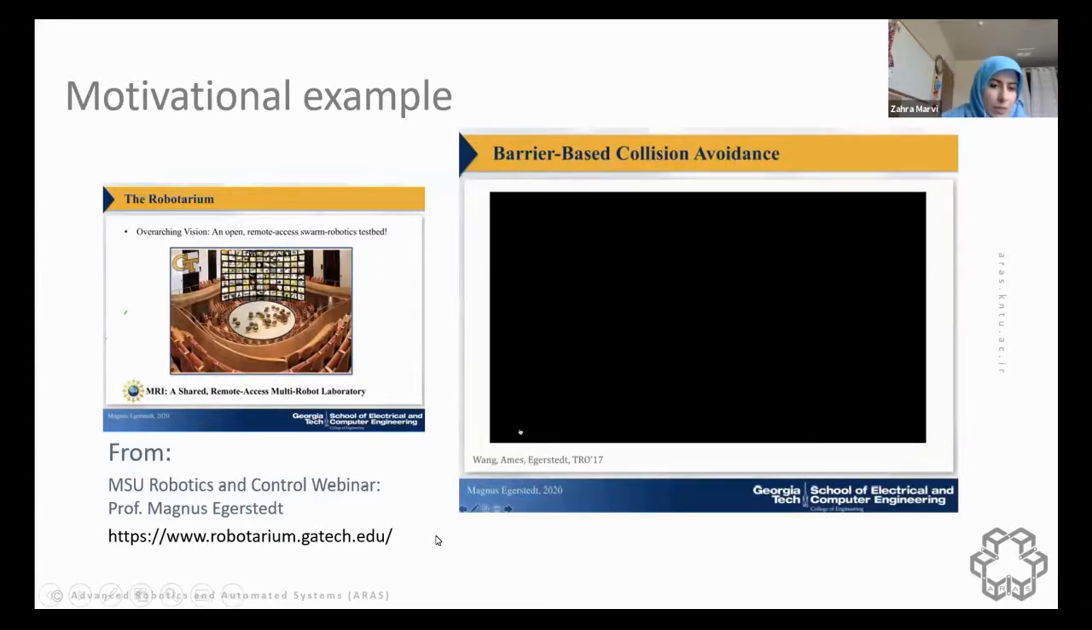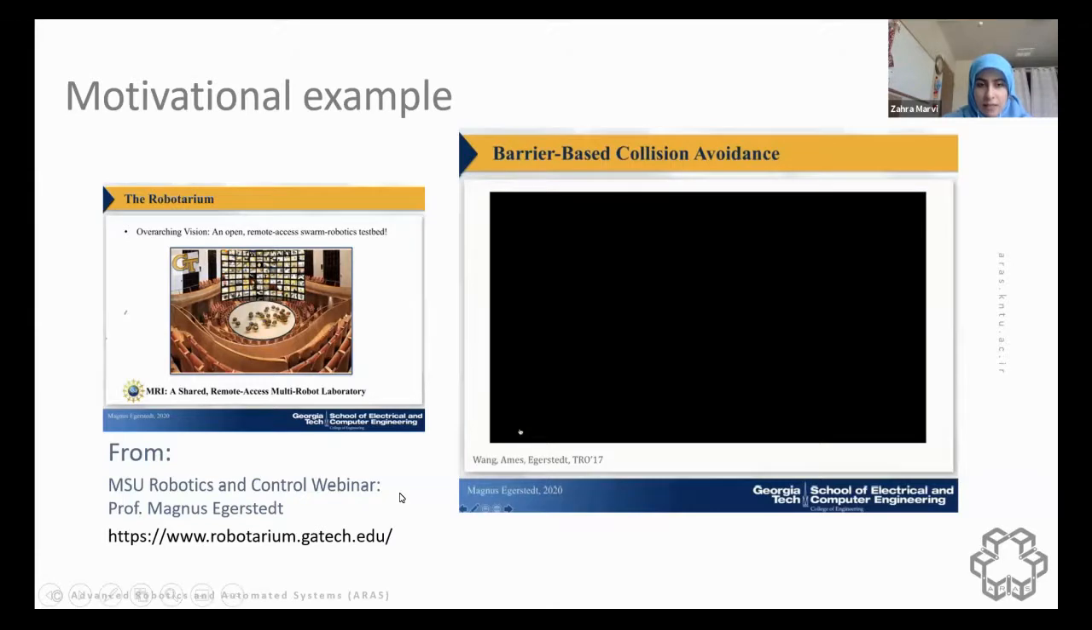Here is a nice example from Georgia Tech, the research lab of Dr. Egerstedt. They have a remote-access robotic testbed, and people from around the world can use the MATLAB toolbox that they have provided. They can write their code and send it to them, and they will implement it on the robotic testbed. However, one of the challenges was that it was code from research groups. It might have problems, and therefore their robots were colliding. So they were looking for something to avoid this problem.